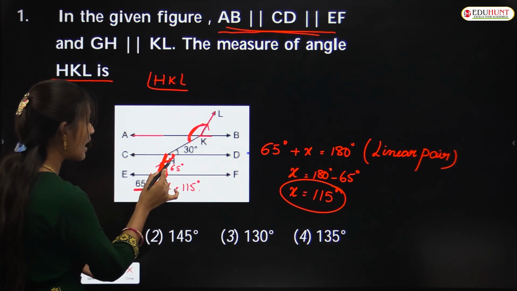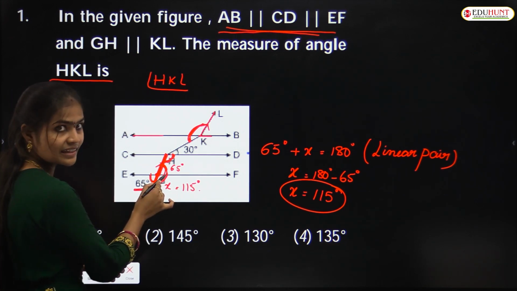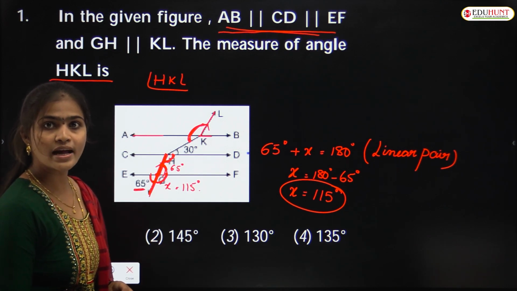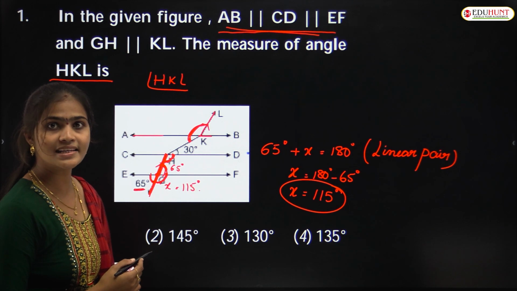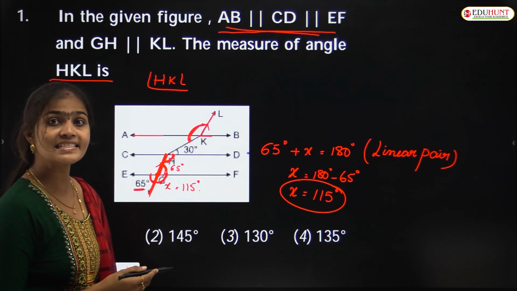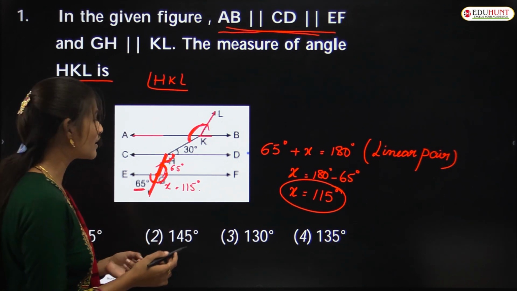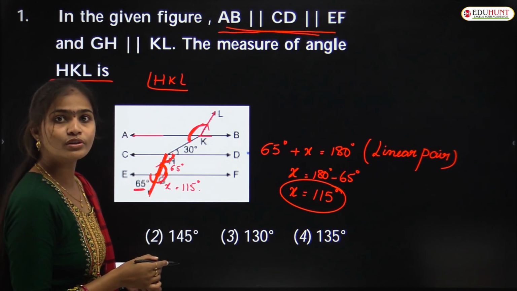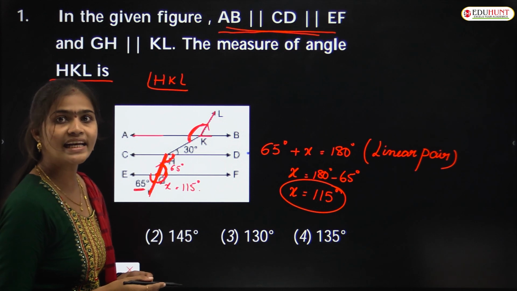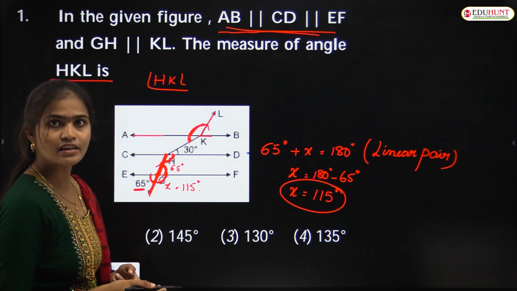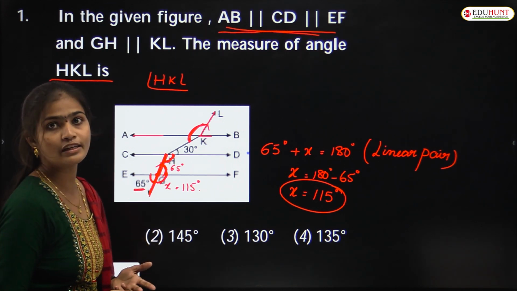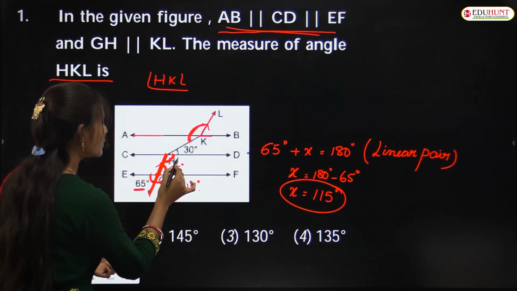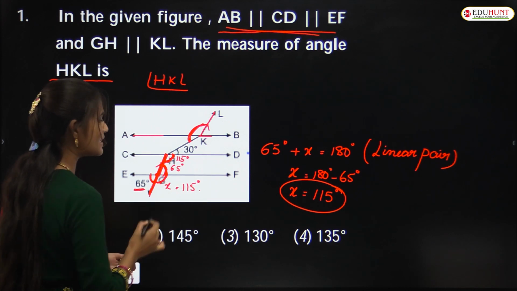Now these two angles, the angle at H and the angle at Z, form co-interior angles only, no? Those two angles lie inside the parallel lines, and they lie on the same side of the transversal. So we can call these two angles co-interior angles, and we know that co-interior angles sum to 180 degrees. So we can use that condition also. Whichever condition you use, the answer is the same, right? So the angle is equal to 115 degrees.